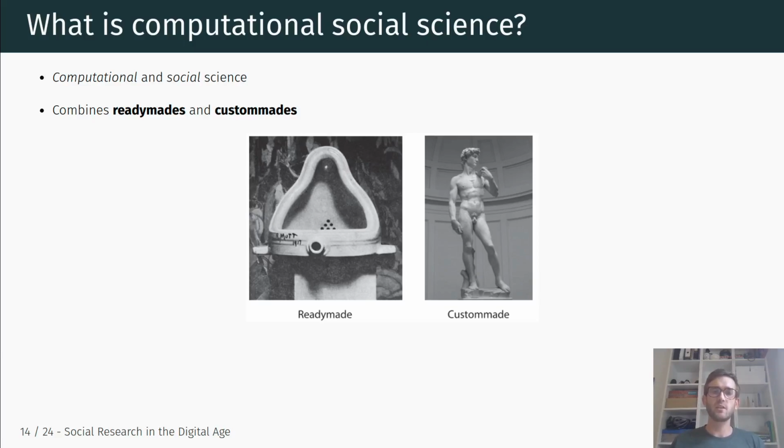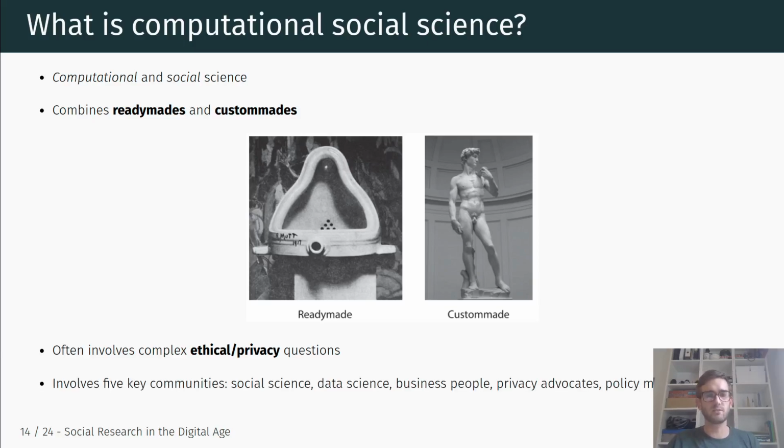And the unique thing about computational social science, the way we think about it, is that it combines these two aspects, the ready-mades and the custom-mades. And that's where the most exciting research is essentially happening. But, and this is also an important aspect that we're going to talk about throughout the semester, it often raises complex and problematic ethical questions, specifically about privacy. We're going to talk about that at length throughout the semester as well.